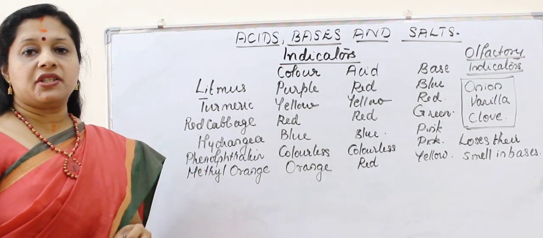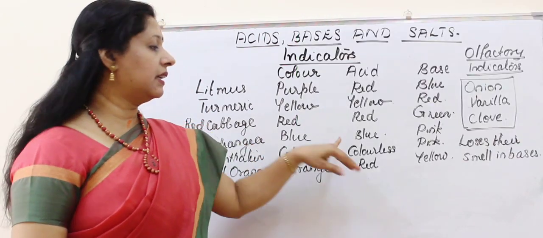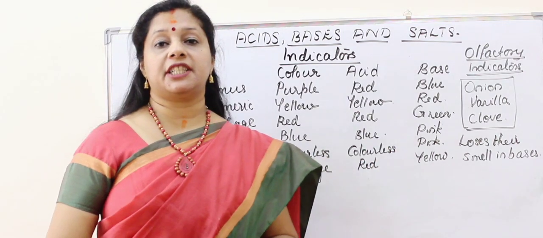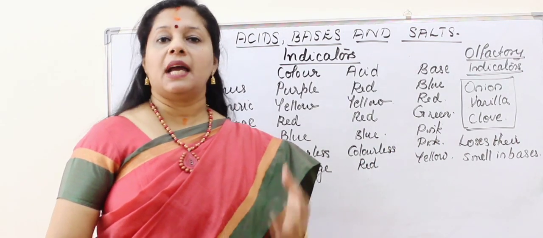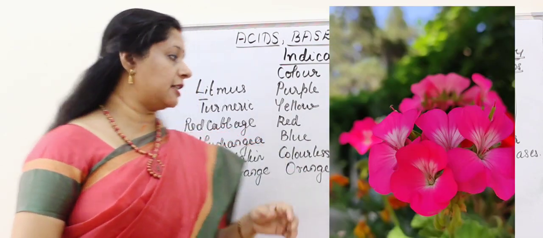Another one is hydrangea. Hydrangea is mainly an ornamental flower. There are different colors available, but here we are using the blue one. So the extract is blue in color. In acid it is blue, but in base what will it turn? Its color will change into pink. Apart from that, another flower called geranium is also used as an indicator.